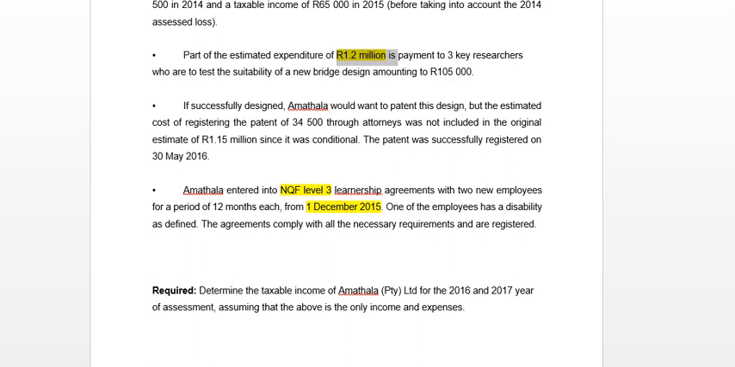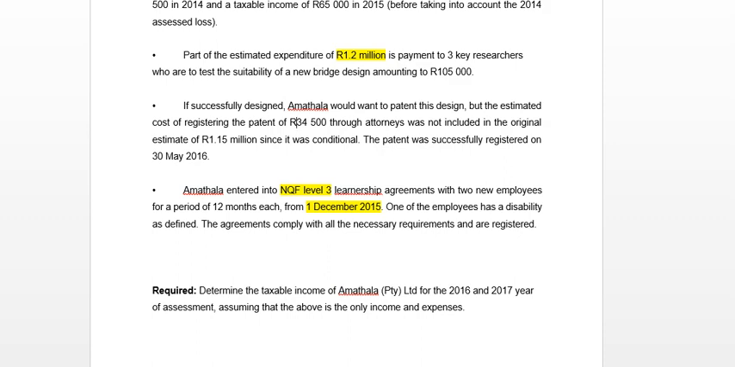Then, if successfully designed, Amakala would want to patent this design, but the estimated cost for registering the patent of 34,500 Rand through attorneys was not included in the original estimate of 1.15 since it was conditional. The patent was successfully registered on the 30th of March 2016. So we didn't include it in the 1.2 million Rand because there was a condition to this, being that we need to successfully apply for a patent. But during the 2017 year of assessment, we did apply for this patent successfully, and that's why we may include it.